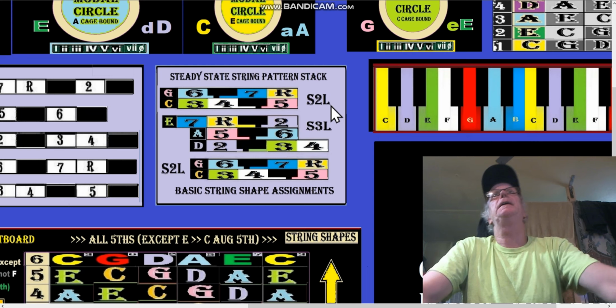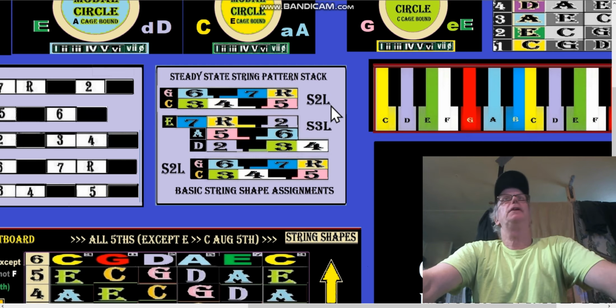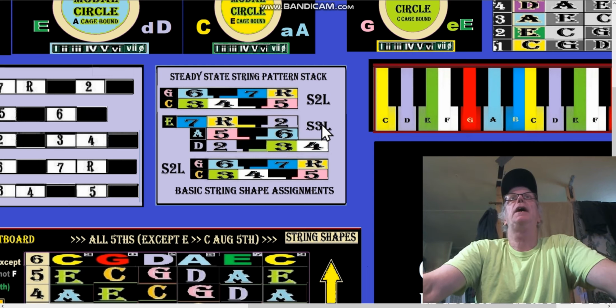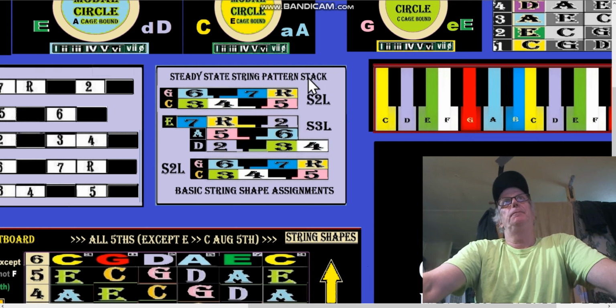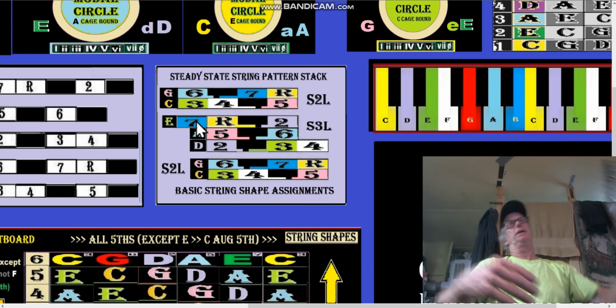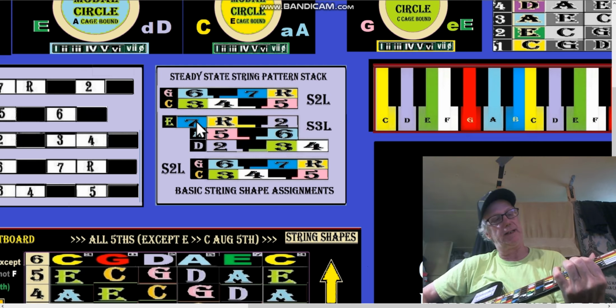So we're redefining, we've kind of supercharged the S2L and the S3L now. They're the same way they used to be. 3, 4, 5, 6, 7 root for S2L. 2, 3, 4, 5, 6, 7 root 2 for S3L. And they stack on top of one another. So you look at this, this is steady state string pattern. And this is P4 tuning. So the way that pattern's stacked is as if it was tuned like this.